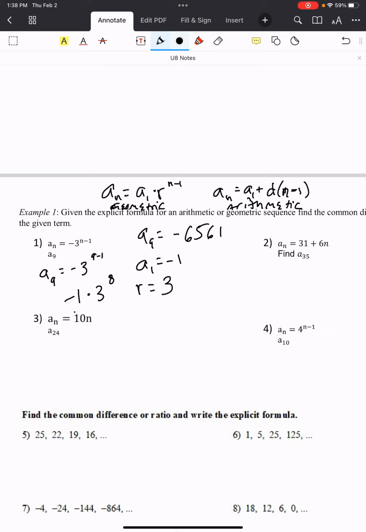I think I blanked or something when you wrote the -1 times 3 to the 8th. How did you get that from the a sub 9 equals -3 to the 9? So 9 minus 1 is 8. And the negative is the same as a -1. -1 is the A1. It's just simplified.